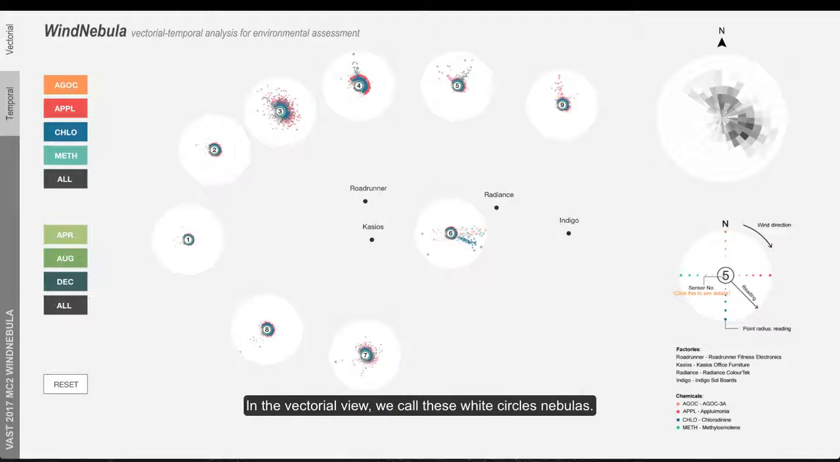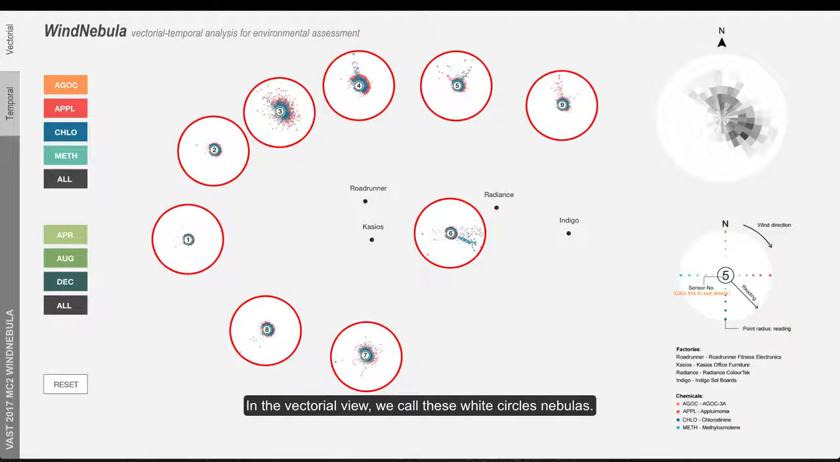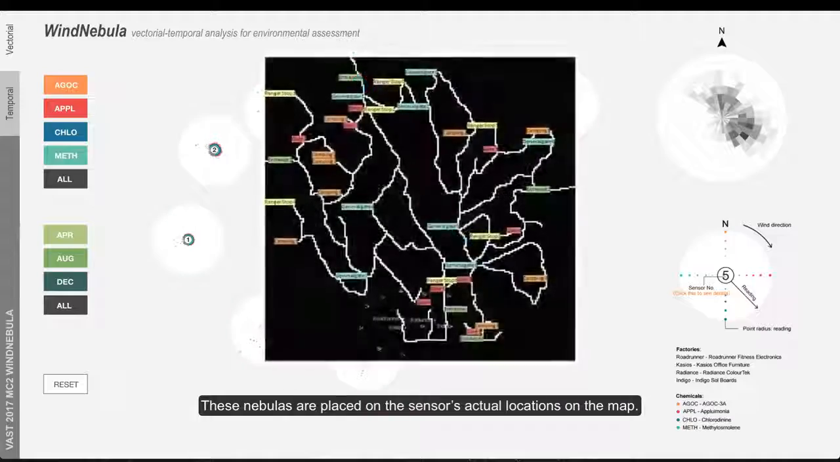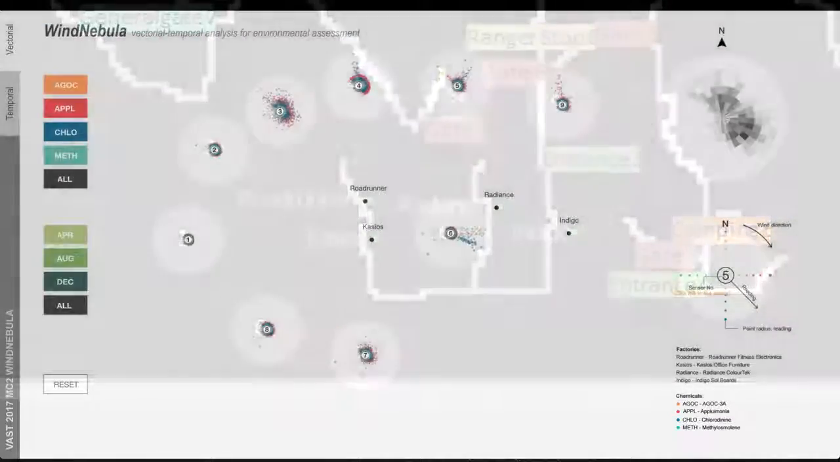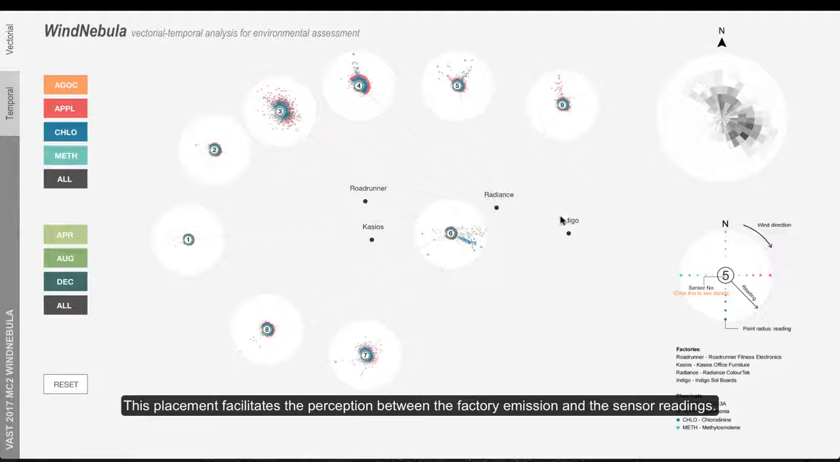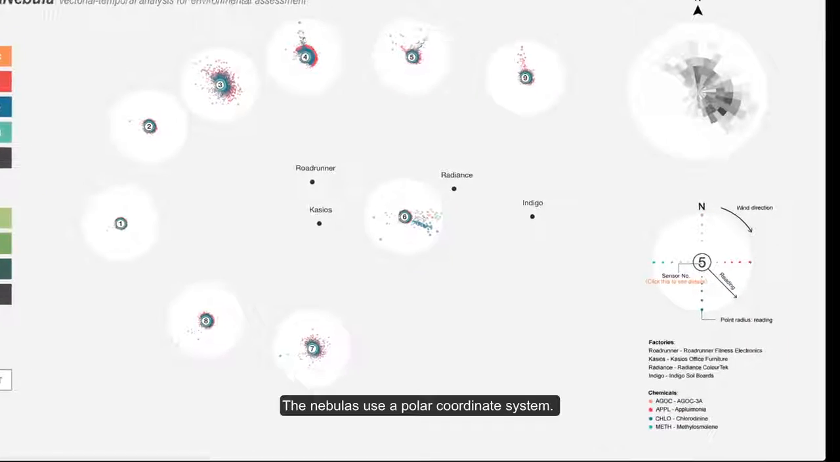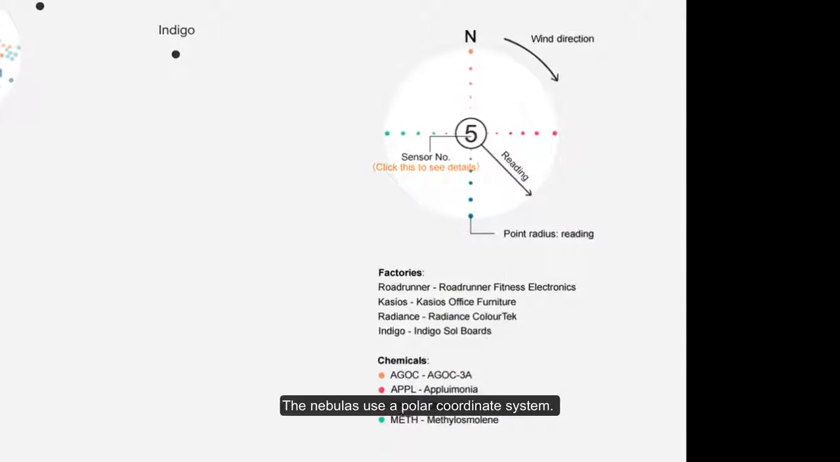In the vectorial view, we call these white circles nebulas. These nebulas are placed on the sensor's actual locations on the map. This placement facilitates the perception between the factory emission and the sensor readings. The nebulas use a polar coordinate system.